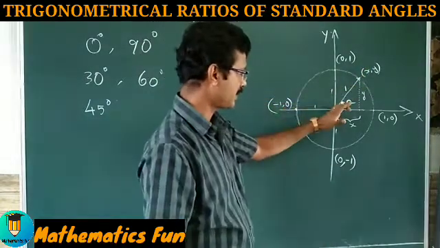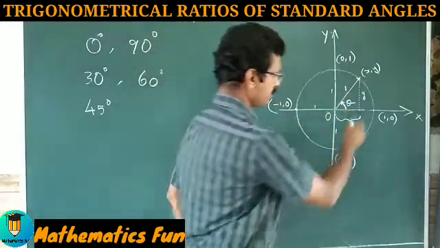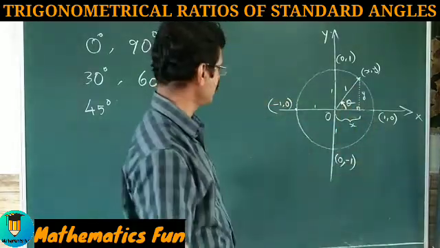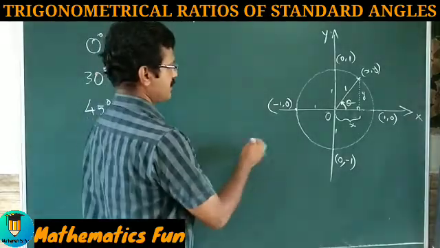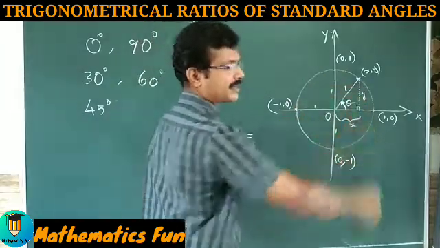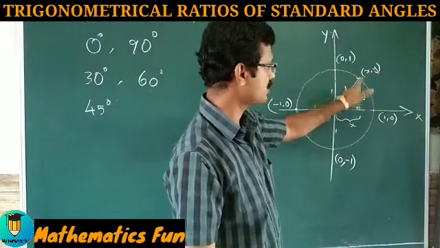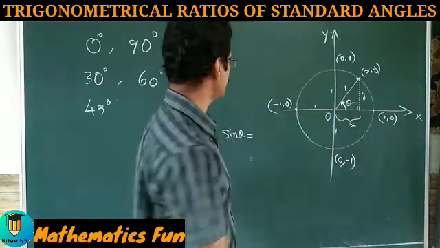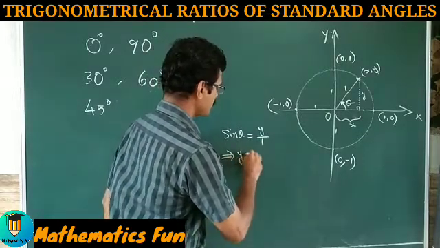This radius is making an angle theta with the x-axis. Here, if you observe, you can see a right angle triangle. In this right angle triangle, I am applying the trigonometric ratios. First, I am applying sine theta. Sine theta means opposite side by hypotenuse. The opposite side with respect to theta is y and the hypotenuse is 1, so it is y by 1. This implies y is equal to sine theta.